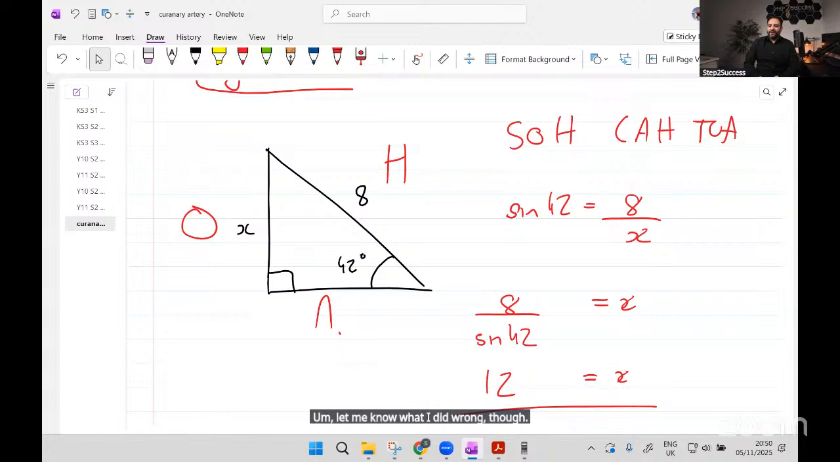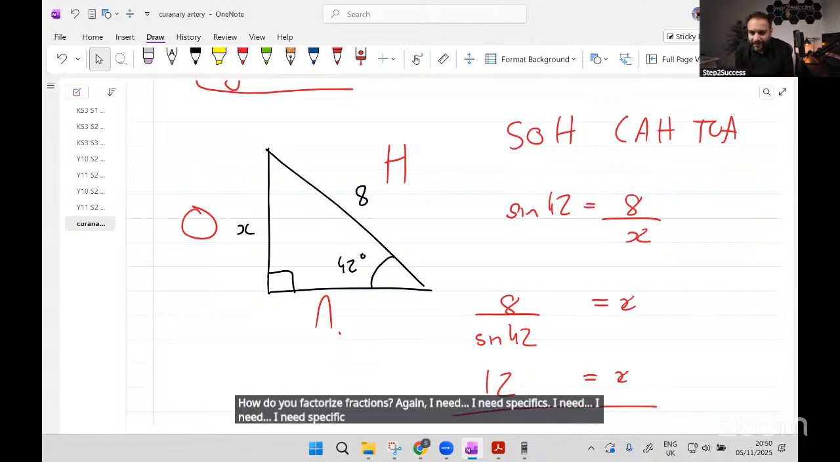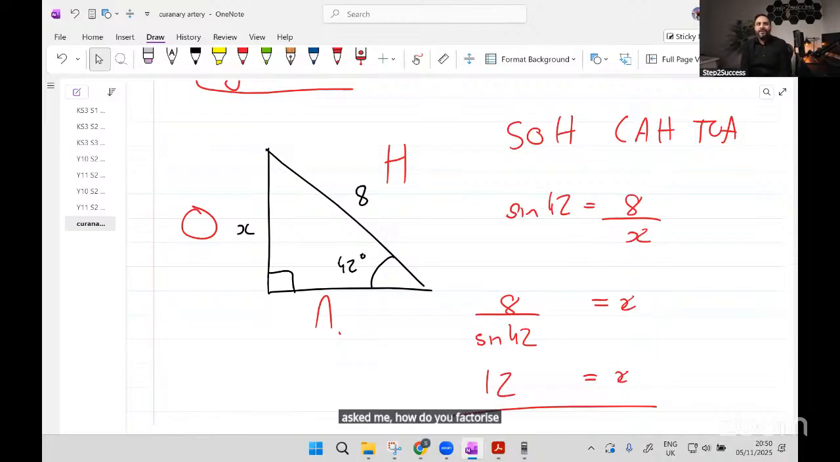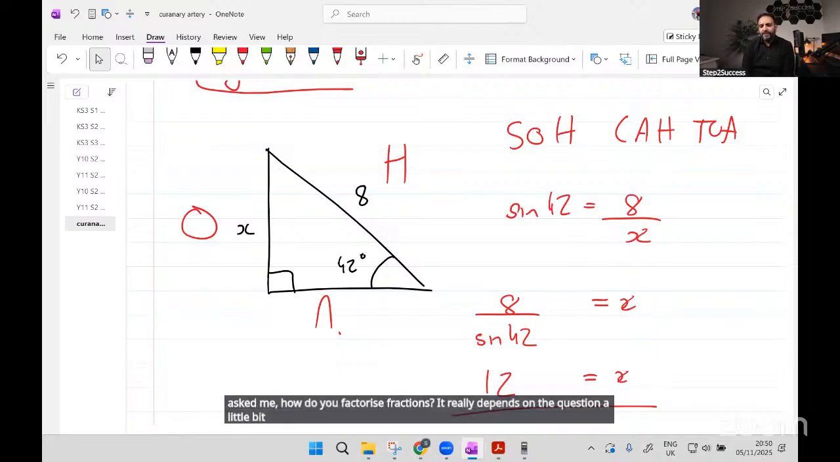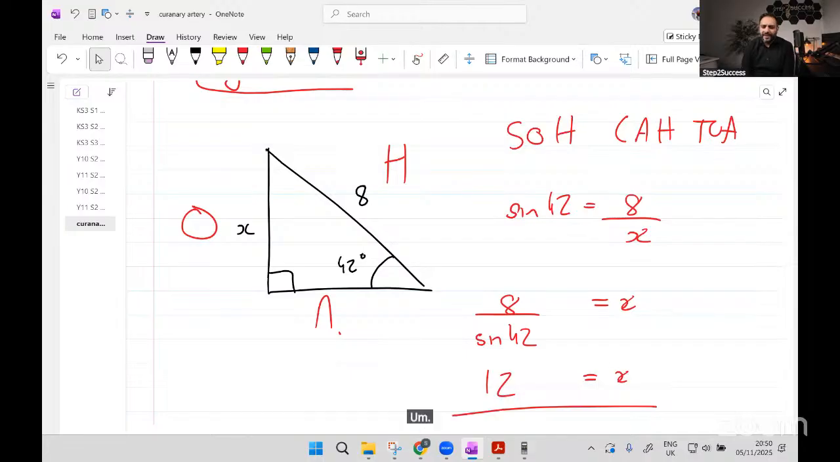How do you factorize fractions? Again, I need specifics. I need specific questions if you're going to ask me how do you factorize fractions. It really depends on the question a little bit. But the simple answer is no differently to normal factorizing. Let me know what I did wrong in that question before I finish.